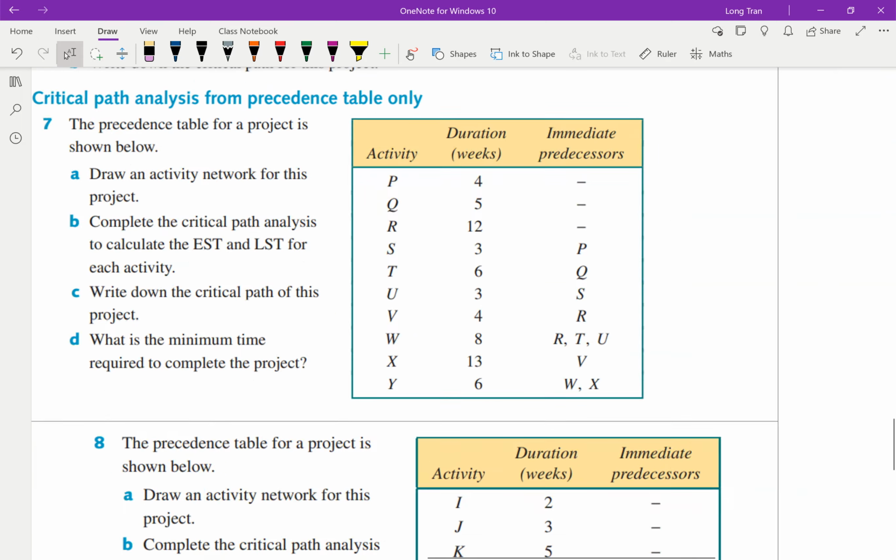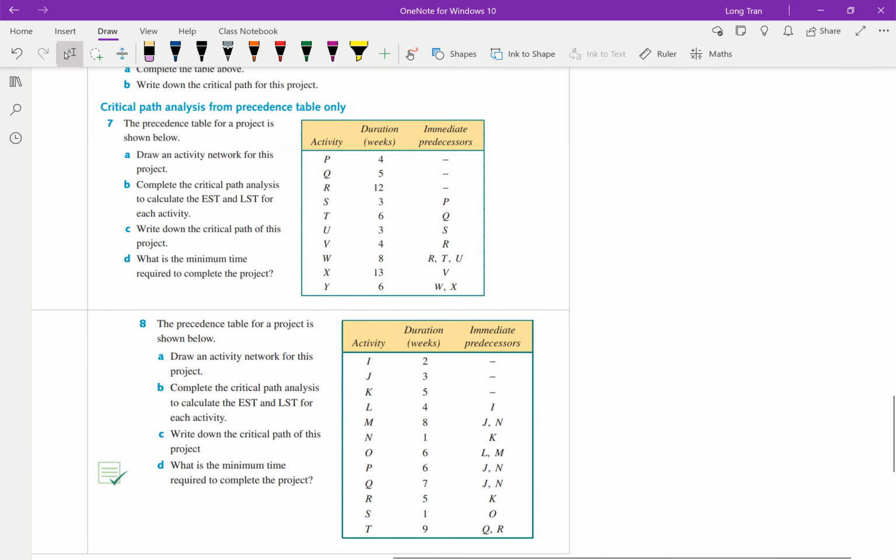All right, question 7. I'm probably going to do that and then I'll leave question 8 for you to have a go with. But let's do question 7 together. So I've got a precedence table. I need to draw my activity network. So 7A. I need to draw my activity network.